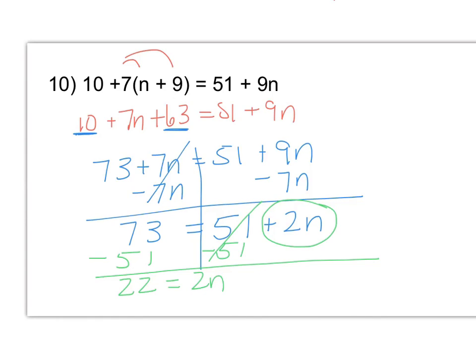And my last step is I've got to do the opposite of multiplying by 2. I'm multiplying by my coefficient, so I've got to divide by 2 on both sides. These n's cancel out. I'm left with 11 is equal to n. 22 divided by 2 is 11, and bring down your n. That's your final answer.